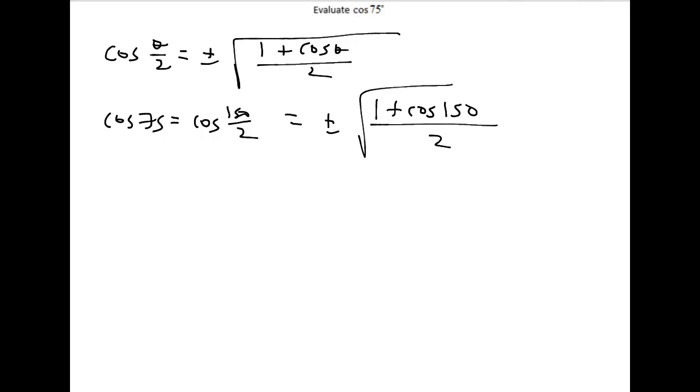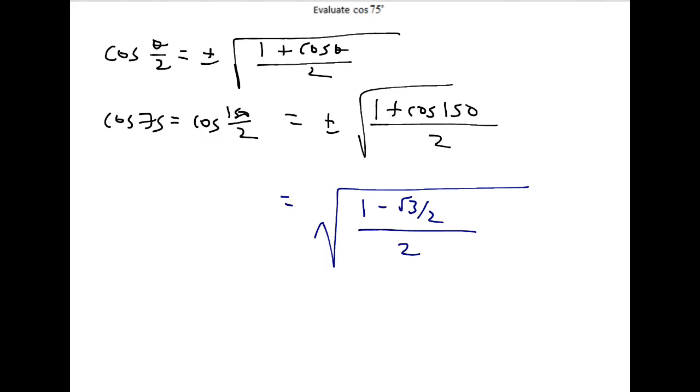Now, is our answer going to be positive or negative? We need to determine that. Well, we're finding cosine of 75. 75 degrees is in the first quadrant, and in the first quadrant, cosine is positive. So our answer here should be positive. And what is the cosine of 150? The cosine of 150 is negative radical 3 over 2. So we get the square root of 1 minus radical 3 over 2, all over 2.